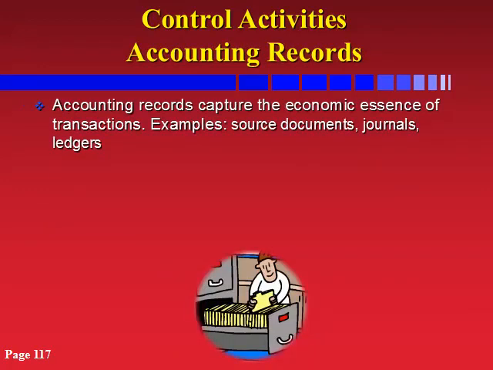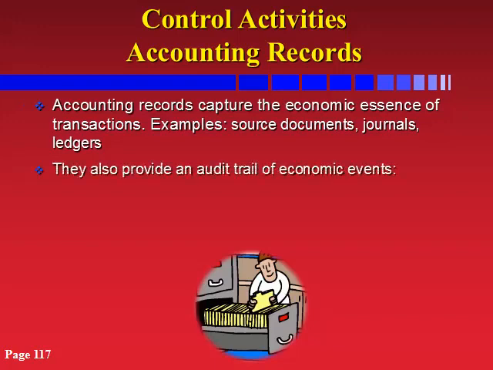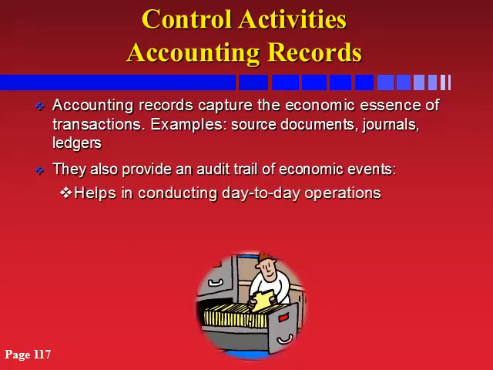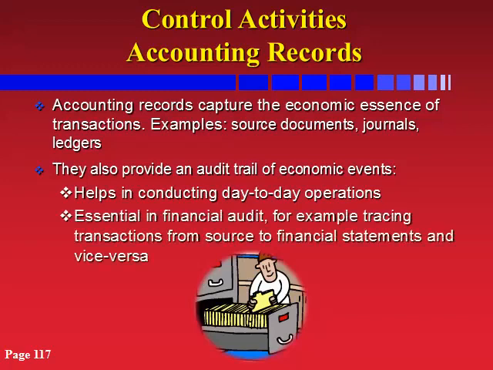If you recall, accounting records capture the economic essence of transactions, and that includes source documents, journals, and ledgers. Proper and adequate accounting documents and records would serve as evidence of transactions and ensure proper recording of transactions and events. They also provide an audit trail for both internal use in the conduct of day-to-day operations as well as in financial audits. Now, in a computer-based AIS, accounting records are mainly stored in computer files, such as transaction files, master files, archive files, and reference files.